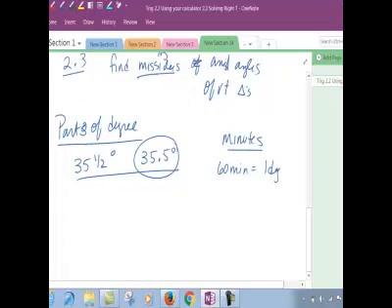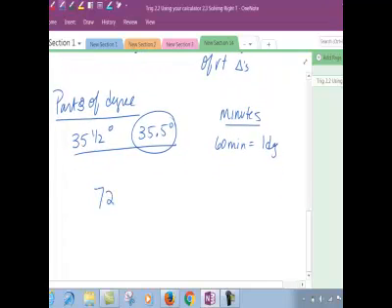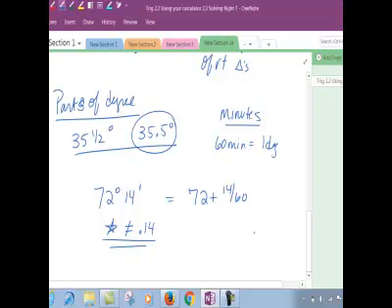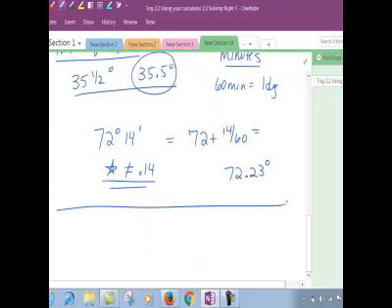All right? So if I tell you I have 72 degrees 14 minutes, really important, that is not equal to 0.14. So don't even think that that's 72.14. All we need to do is say what's 72 plus 14 over 60, and that would be a calculator problem, and we would get 72.23 degrees. All right, so something to remember as we go on into the next section.